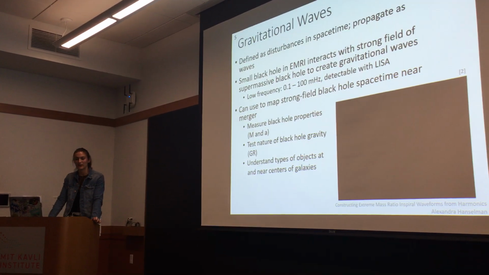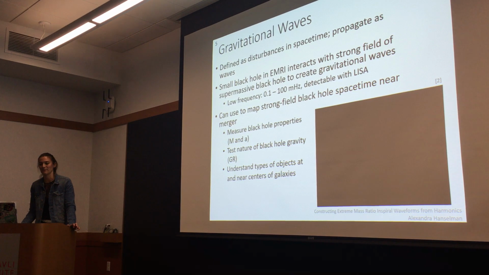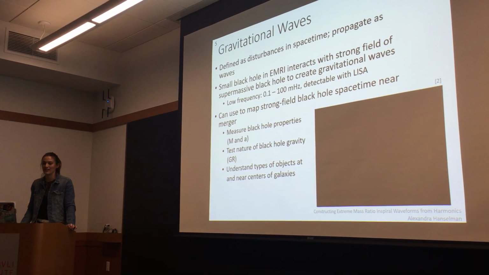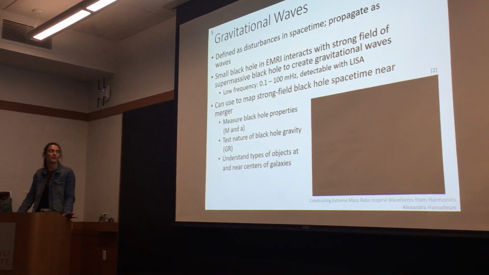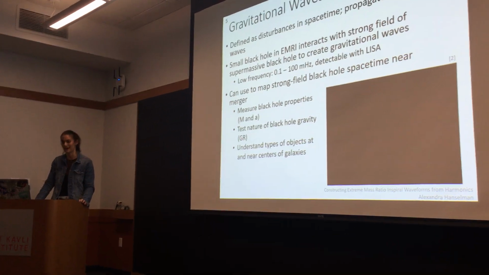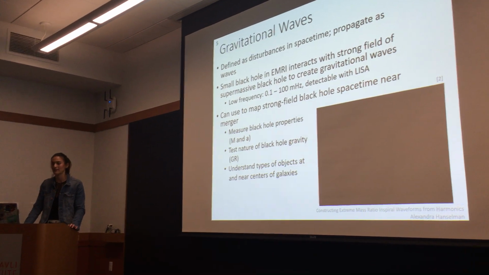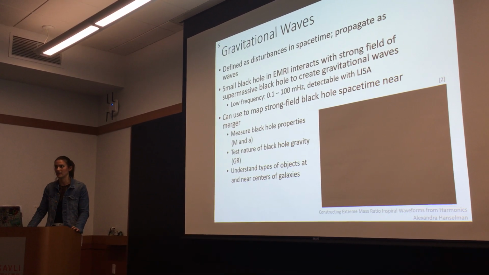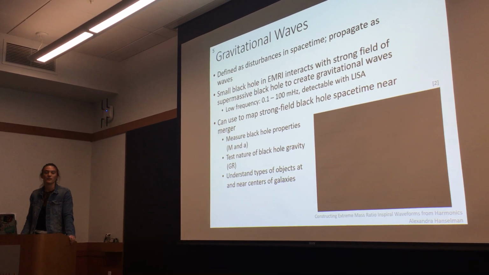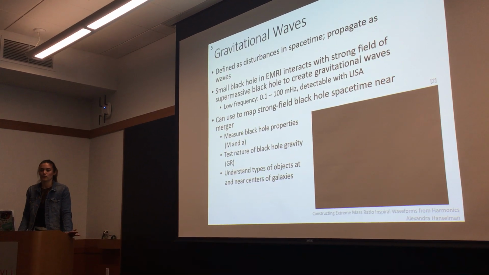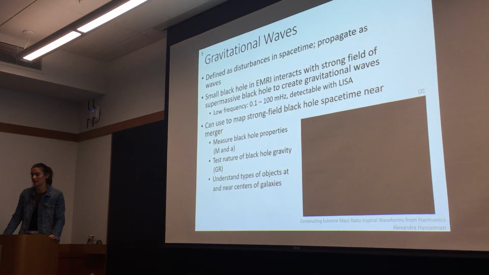So talking about gravitational waves, they are defined as disturbances in space-time, which, as the name implies, propagate as waves. And in the EMRI instance, gravitational waves are created by the small black hole interacting with the strong field of the supermassive black hole. And this is on the order of 0.1 to 100 millihertz. So as Talya described, would not be in the range of LIGO, but will be detectable with LISA. And then we can use these gravitational waves to map strong field black hole spacetime near the merger. And this leads to a lot of interesting physics.